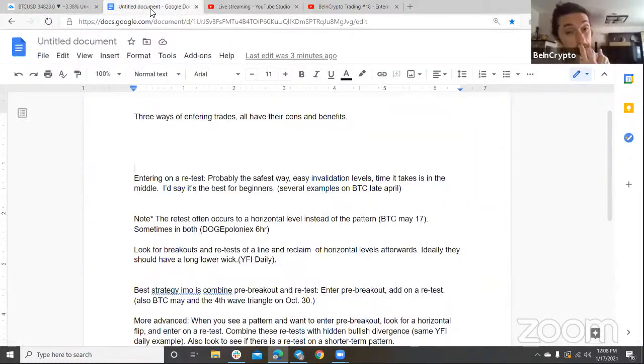Okay, the next would be entering on a retest. This is probably the safest way because the invalidation level would be immediately visible. And as for the time it would take for the move to unfold, it's somewhere between the first and the second methods. It's probably the best for beginners, easiest to do.